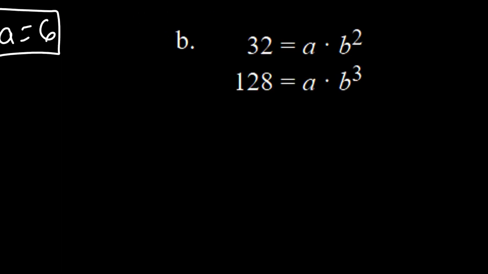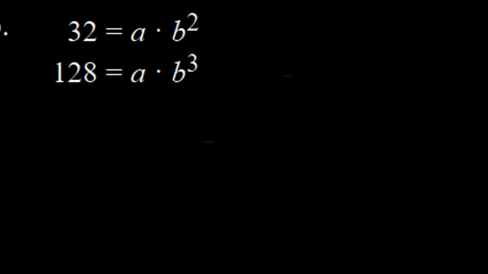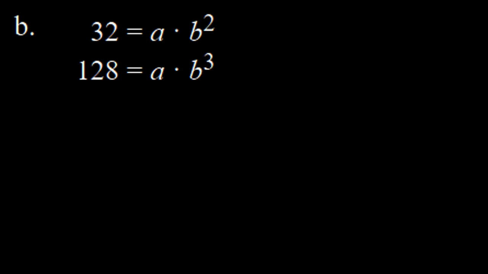Let's take a look at part B and see if it's easier or different. So in this one, I can see that I do not have the b to the 0 power, so I'm not going to immediately be able to just figure out what A is like I did in the previous problem. However, I can isolate A in both equations and then use the equal values method. So what my strategy is going to be is I want to get this variable A alone in both equations and then use the equal values method to solve for B.